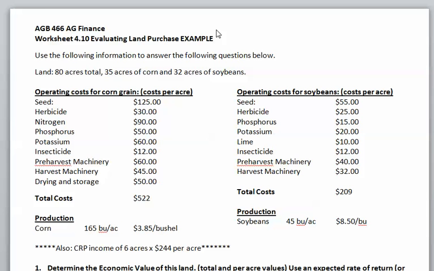Hello, today we're going to look at example worksheet 4.10, evaluating the purchase of land.